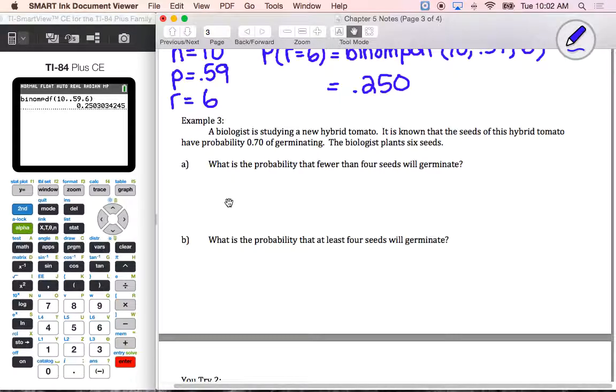So we have 6 seeds, so my N is 6. Probability, they tell us that's going to be 0.70. Now we've got to do our R. If it's fewer than 4, we want less than 4. So when we find our probability, we want the probability that R is less than 4. This is a tricky one. You're going to need to go to the other page to see how you're going to type that in. If it's less than, it's binomial CDF.